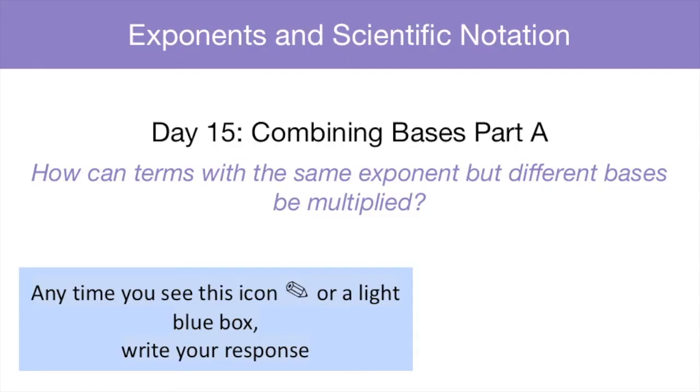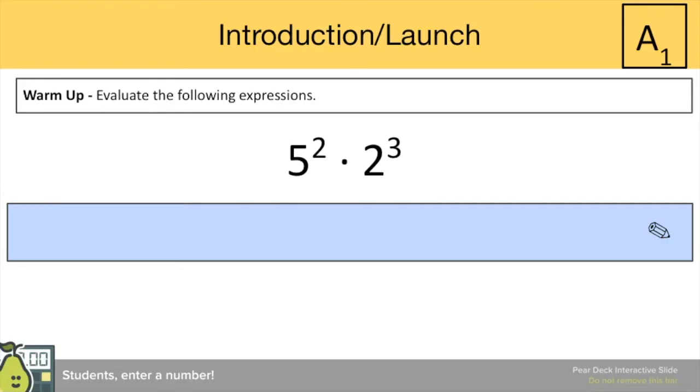learners. So 8th graders are going to be working on Unit 7, Exponents and Scientific Notation, Day 15, Combining Bases, Part A. How can terms with the same exponent but different bases be multiplied? So the introduction is going to ask students to evaluate two expressions. The first expression is 5 to the second power times 2 to the third power.